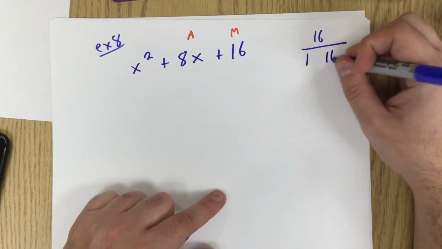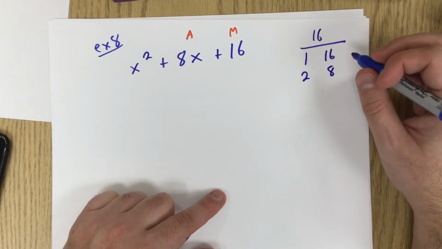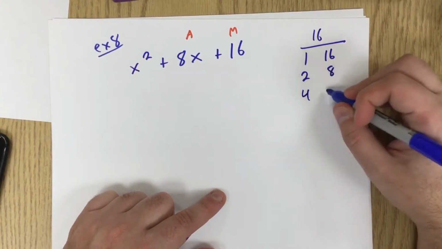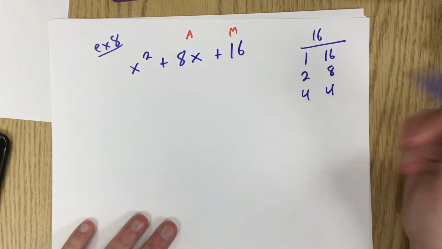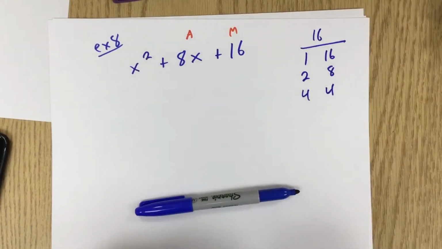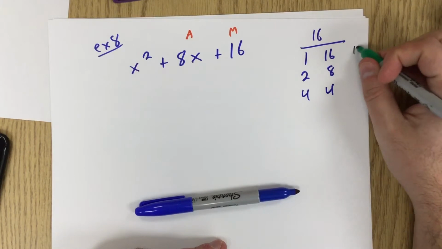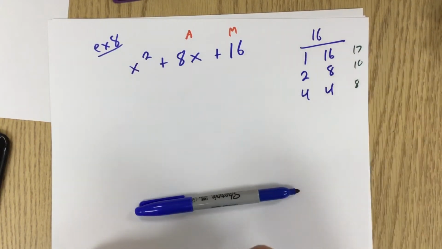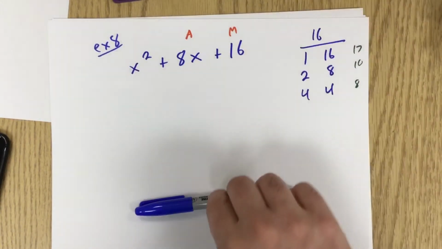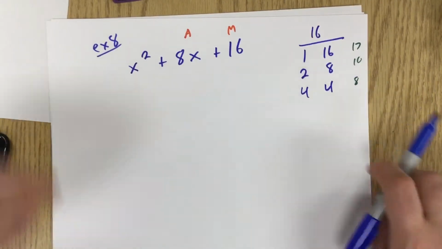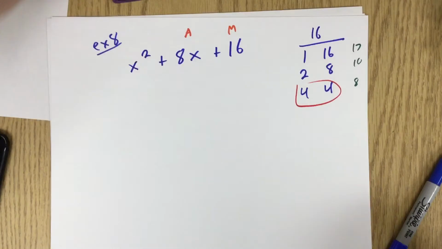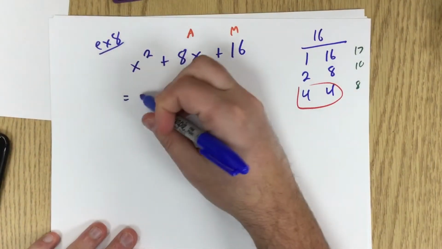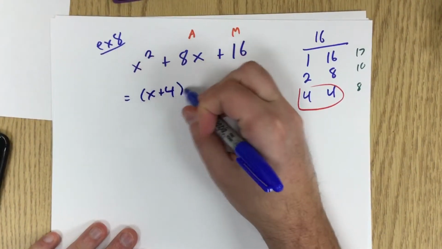So it's going to be 1 and 16, 2 and 8, 3 doesn't work, 4 and 4, and that's it actually. Okay. So this adds up to 17, 10, 8. And that's the winner. It's the 4 and the 4. Which is, of course, the slightly different part because it's x plus 4 times x plus 4.